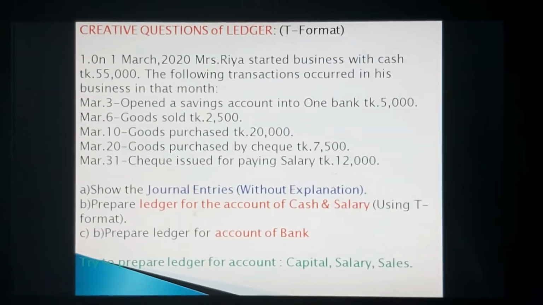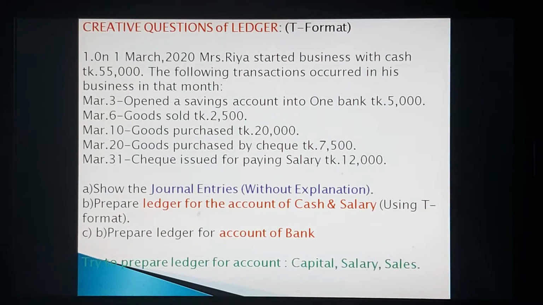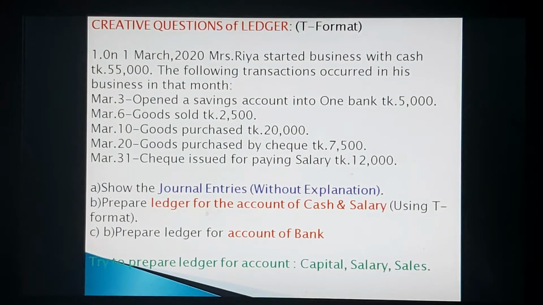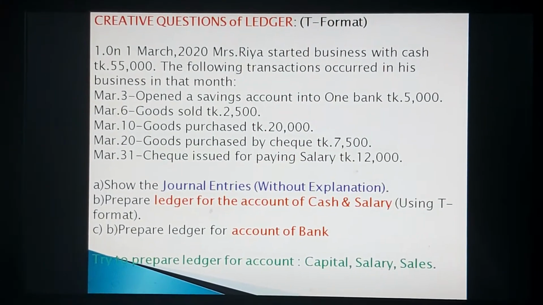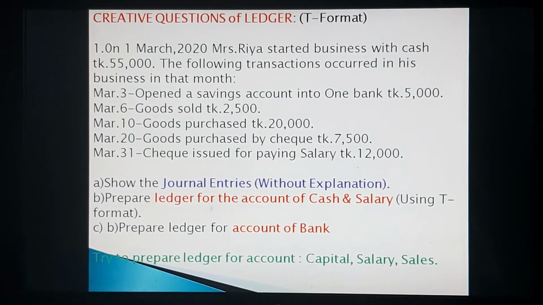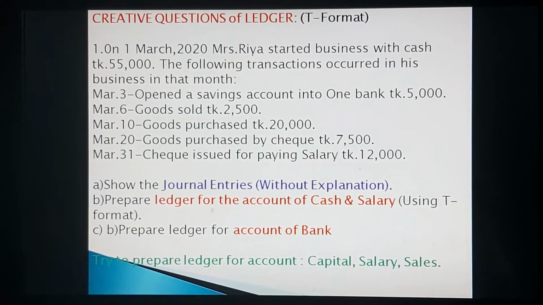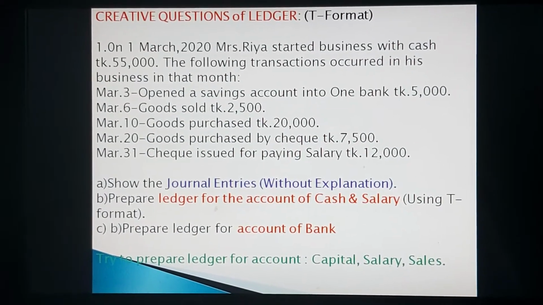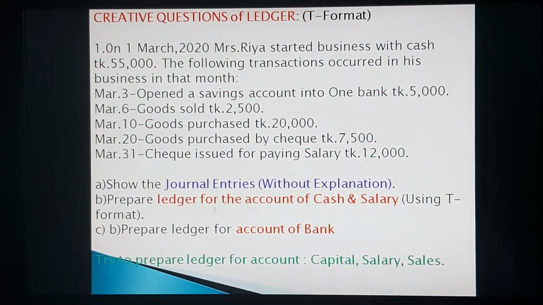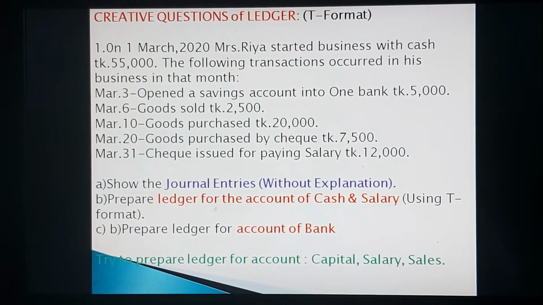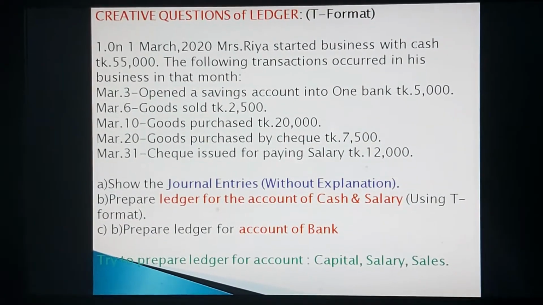On 1st March 2020, Mrs. Ria started business with cash taka 55,000. The following transactions occurred in his business in that month. March 3, opened a savings account into one bank taka 5,000. March 6, goods sold taka 2,500. March 10, goods purchased taka 20,000. March 20, goods purchased by check taka 7,500. March 31, check issued for paying salary taka 12,000.